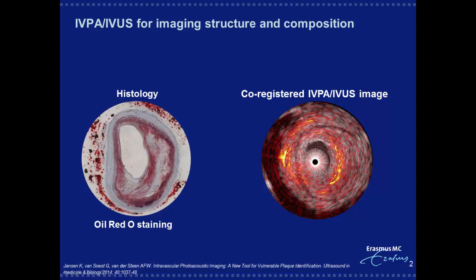And if you compare this with the histology result, this is a lipid stain, ORO staining. So lipids are showing in red. And we see in the photoacoustic signal, we pick up the lipids around the lumen very well.